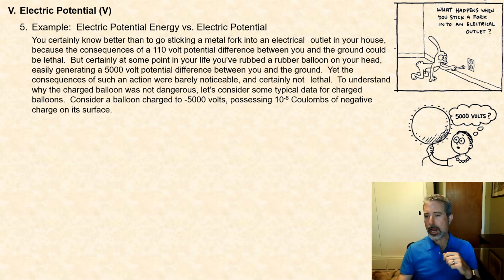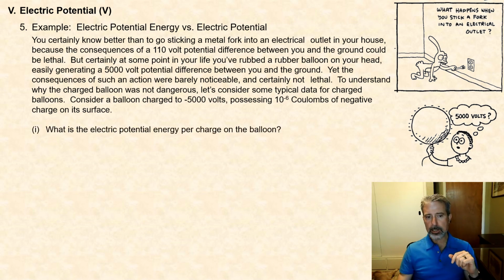Rubbing a balloon on your hair and collecting some electrons on it. You can consider that the balloon would be charged to about negative 5,000 volts and would have about a microcoulomb of negative charge on its outer surface. So let's ask some questions here.